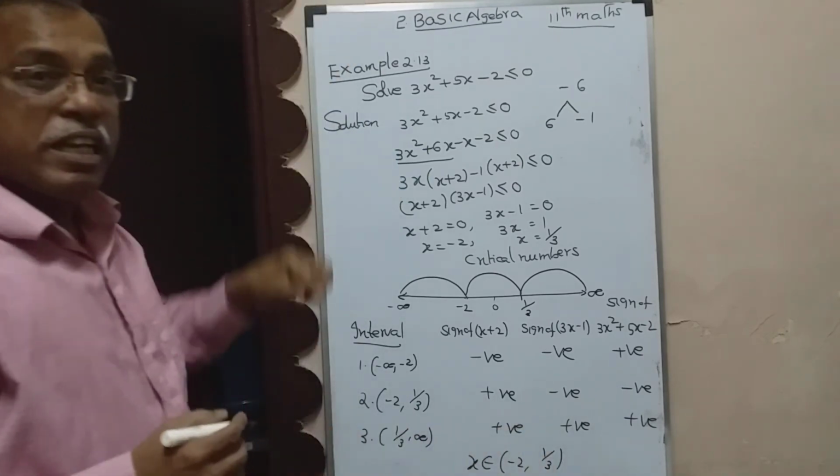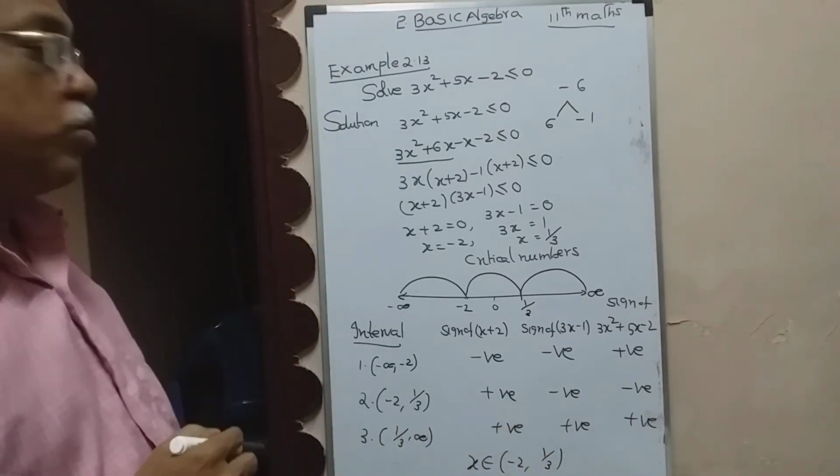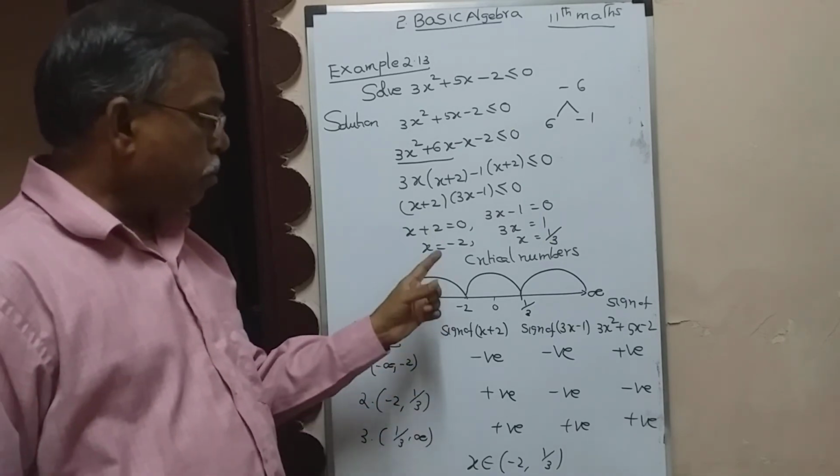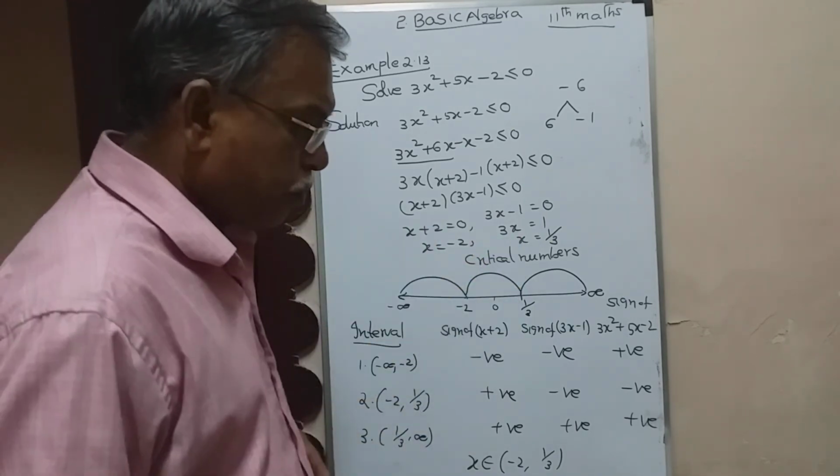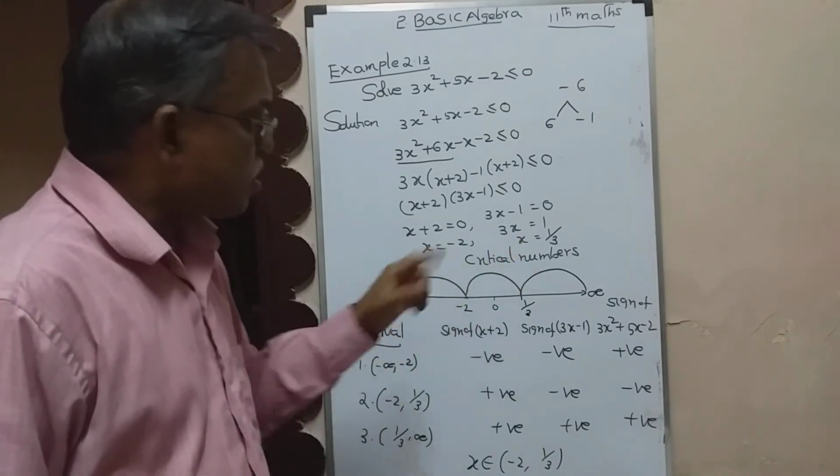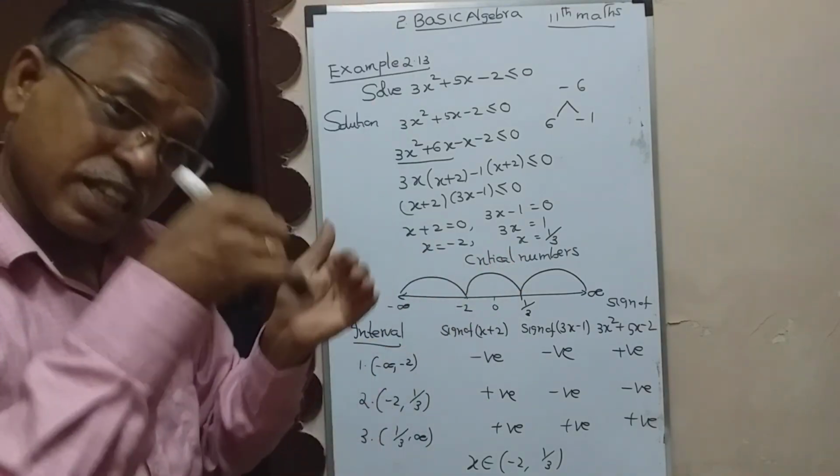But here one more thing also you should understand. Because here -2 and 1 by 3 both are the endpoints. That means they are also known as the critical numbers.